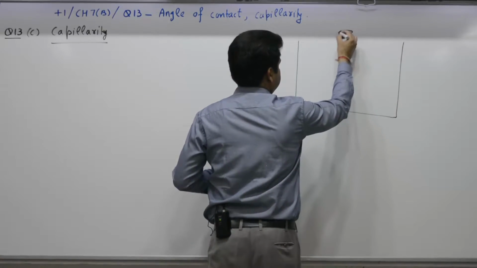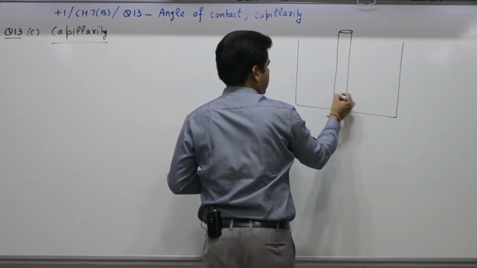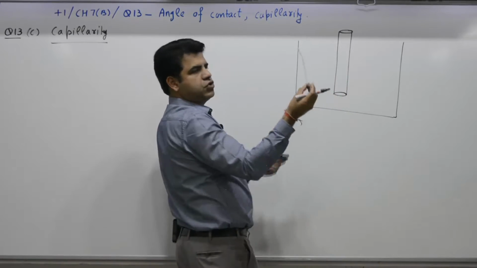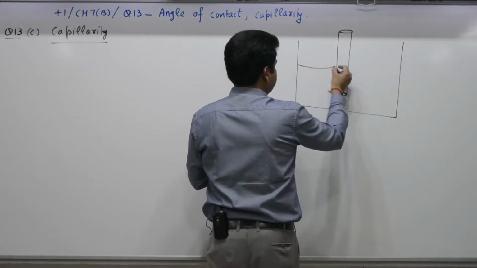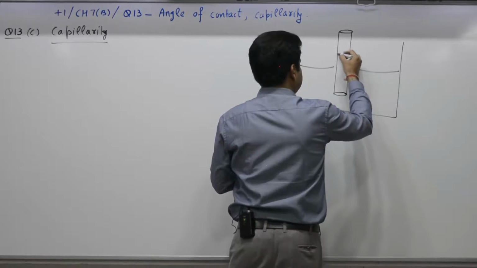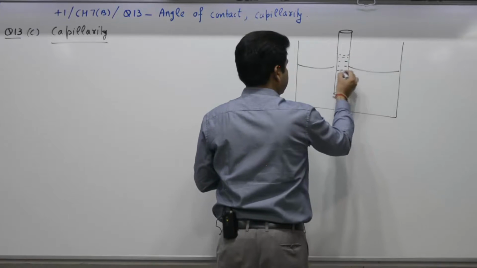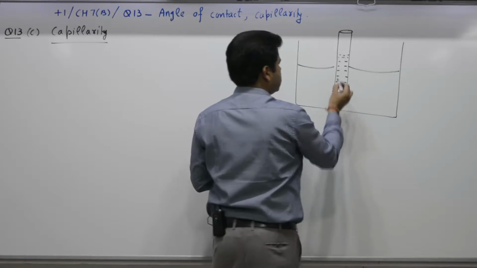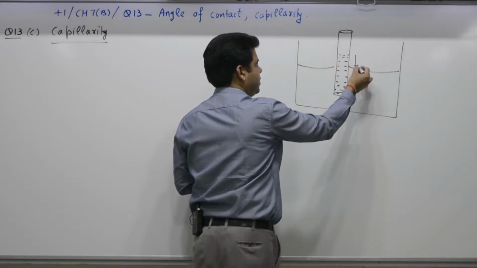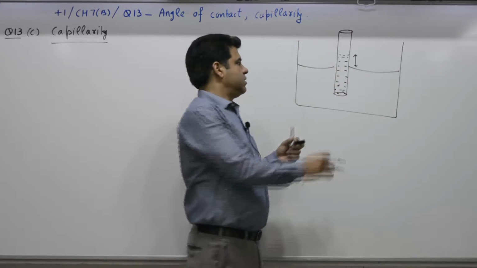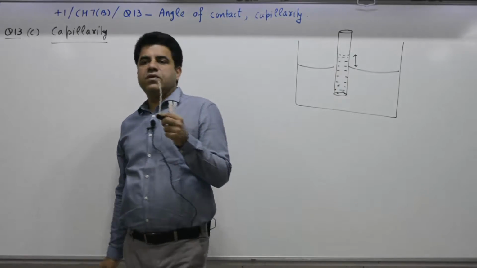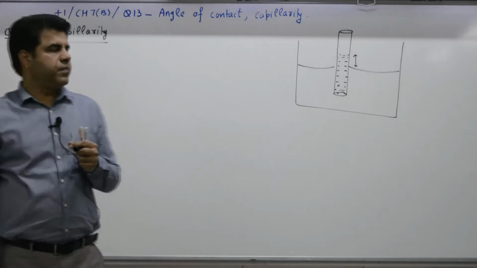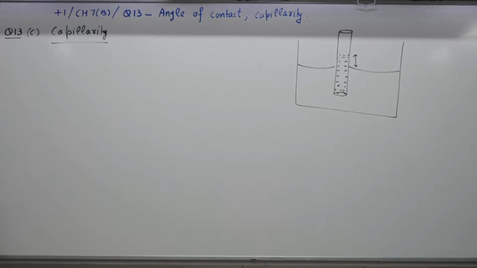The diagram is same. If you have a tube, a straw, place it in a liquid, this liquid moves up. This phenomena, the rise of liquid above or below the surrounding level, is phenomena of capillarity. Examples and applications.